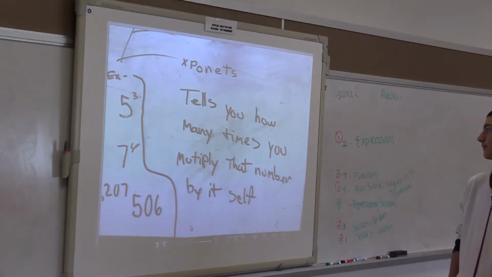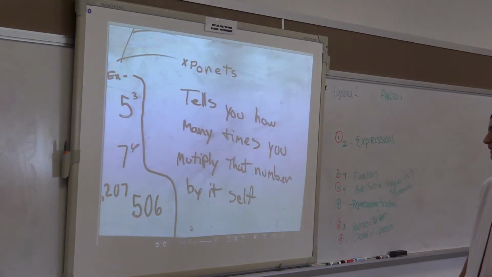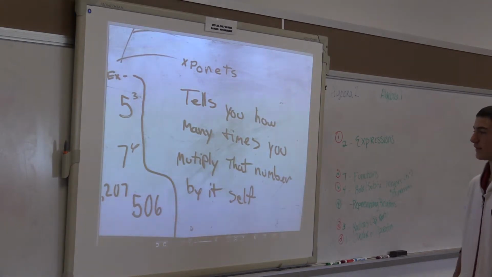Exponents tell you how many times you multiply that number by itself. 5 to the third equals 125, and 7 to the sixth equals 117,649.